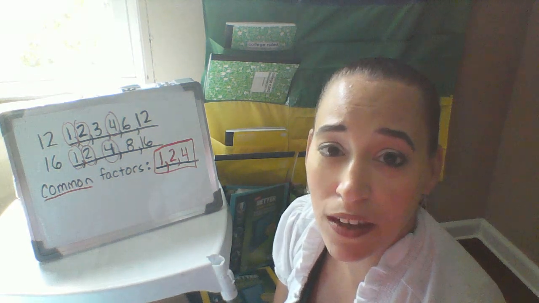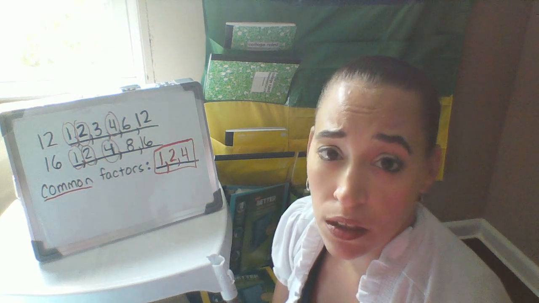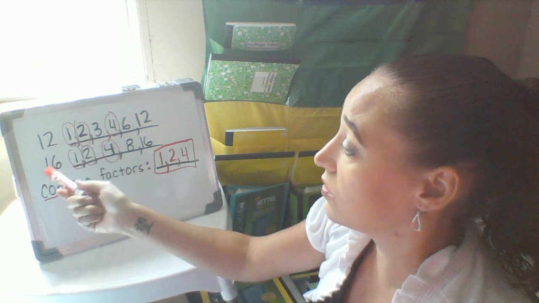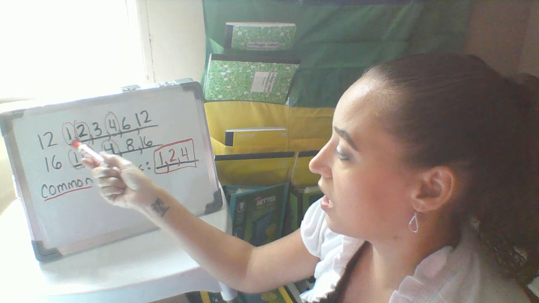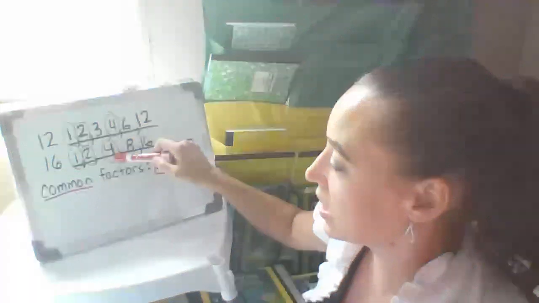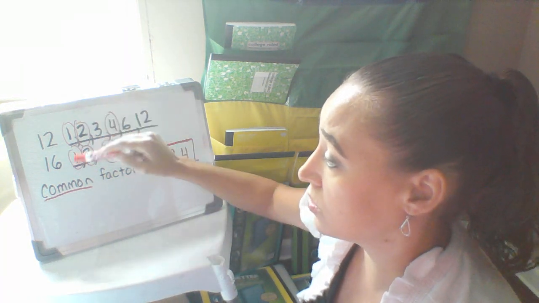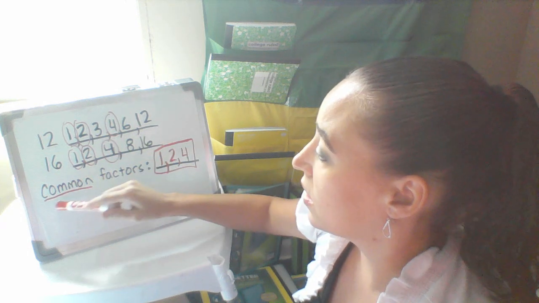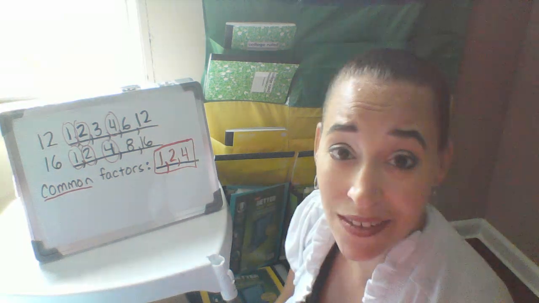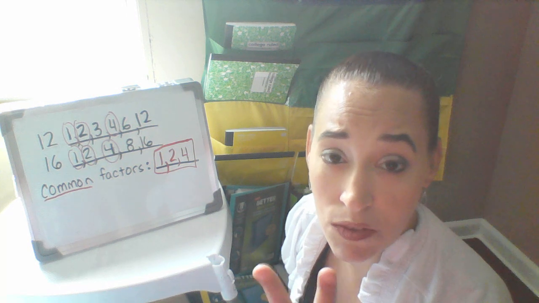And that's how you find the common factors of any two numbers. So step 1, you're going to create a factor list of each of the two numbers. Then after you find your factor lists, you're going to go through and see what numbers they have in common. That's step 2. You circle the common numbers. And then step 3, you just write down the common numbers. And that's it, finding the common factors of two different numbers.